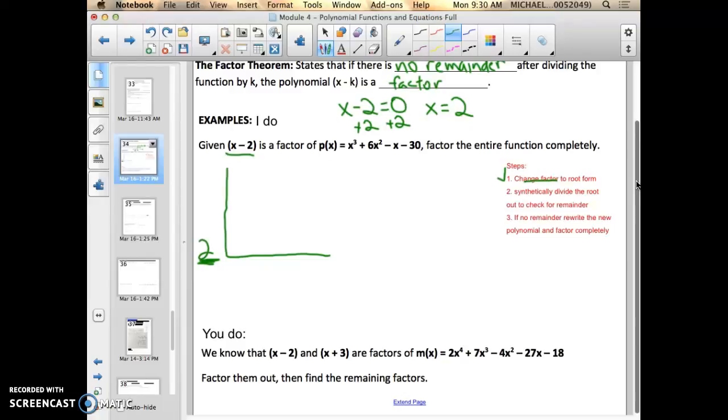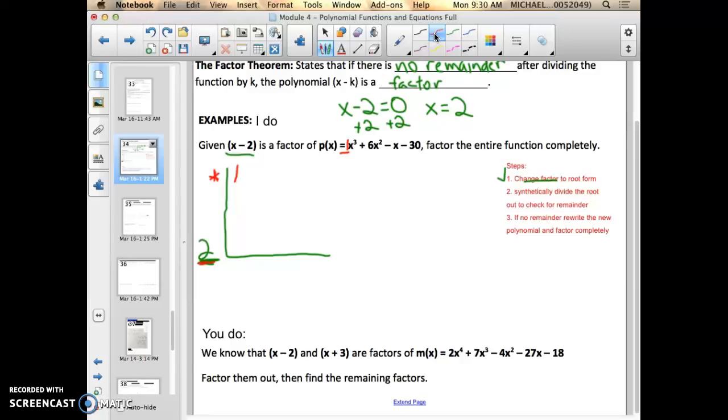And then step 2, it says synthetically divide out the root. So this is review from objective 2. But I'm going to show you how I would do this again. So I've already put it into root form. I have 2 as my divisor right here. And I'm going to list out my coefficients on top up here of the polynomial in question. So the coefficient of 1, even though it's not written, but I know that it's a 1 if it doesn't show up. Then I have to check the powers.